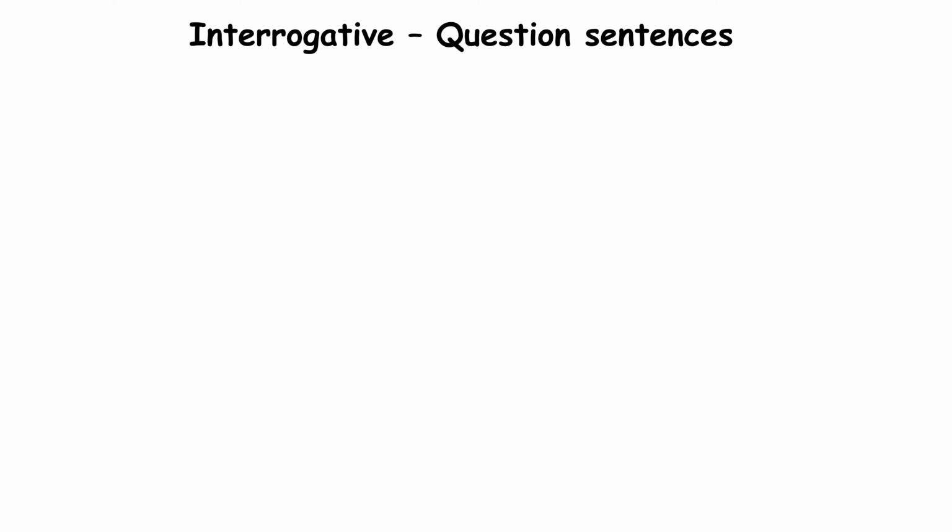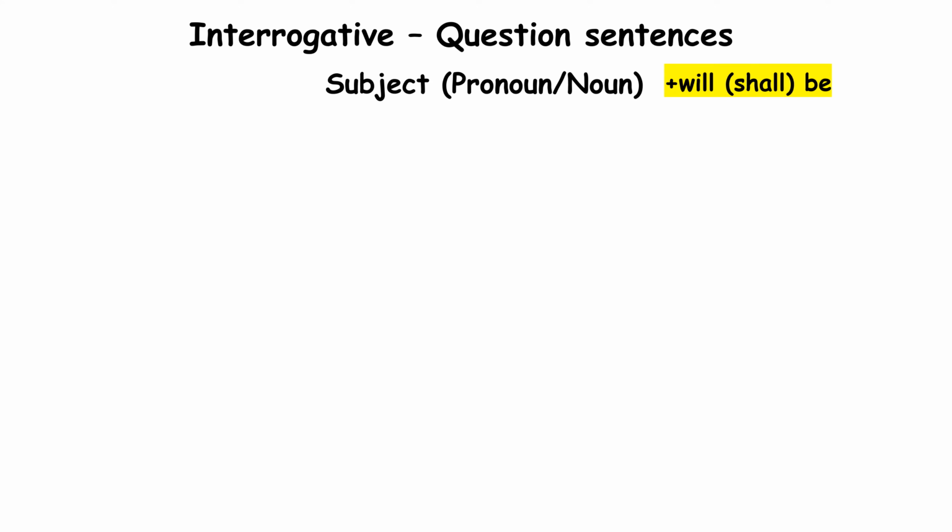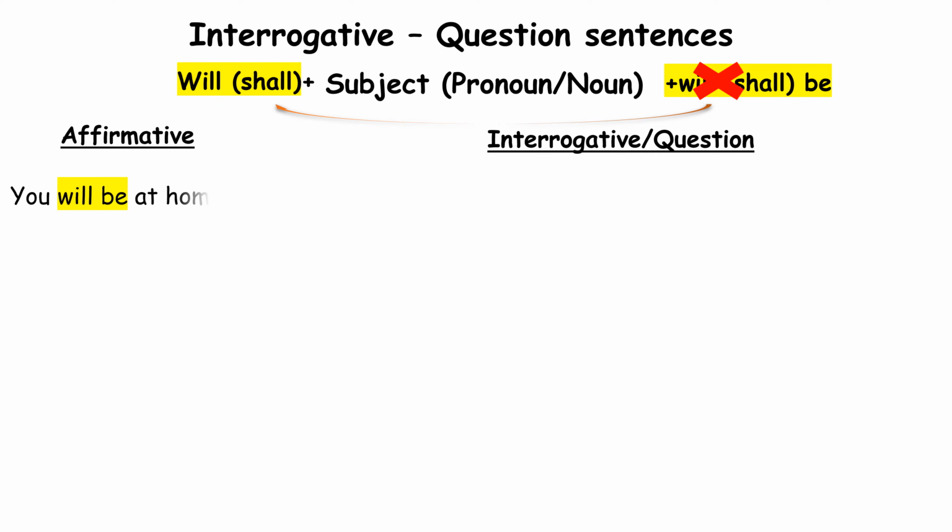Now on this slide, we'll see how to use the future tense form of to be in interrogative sentences. As you may already have observed, in affirmative sentences, to be comes right after the subject. However, in question sentences, you have to bring will or shall right before the subject and keep be in its same place. Now let's look at it in a few examples.